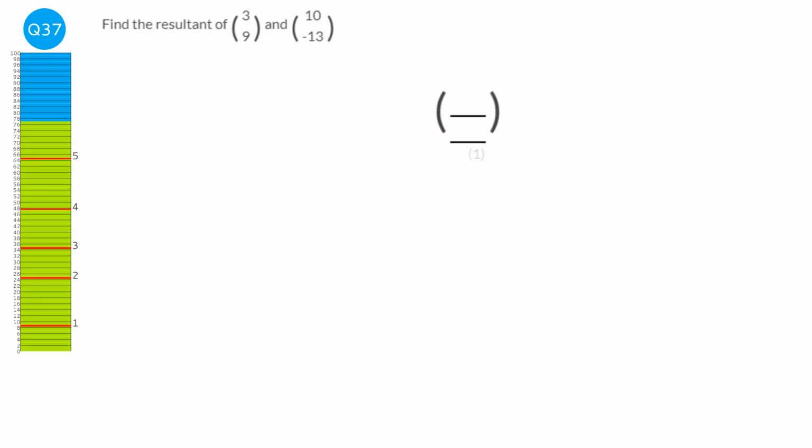2.9%. To find the resultant vector, we just get the two vectors and we add the tops and add the bottoms. And it's a plus minus 13, so it's 9 take away 13. When we do that, we get 13 at the top and minus 4 at the bottom.